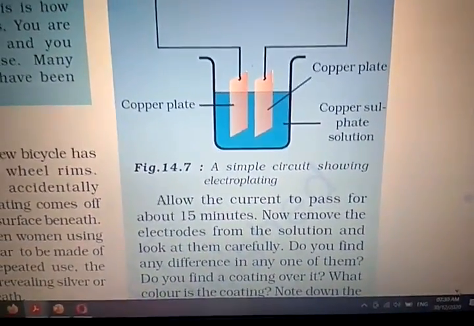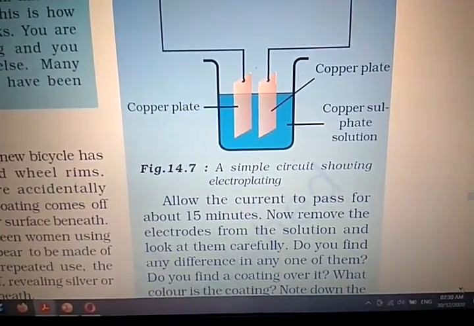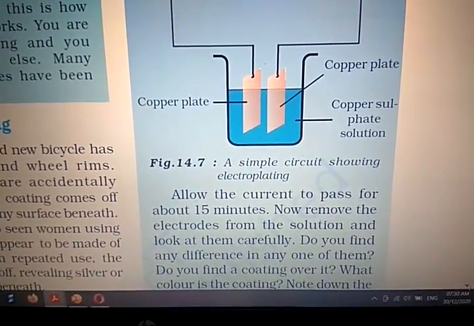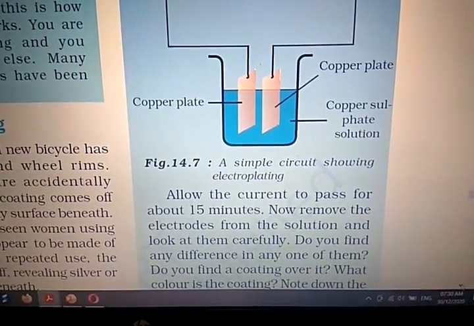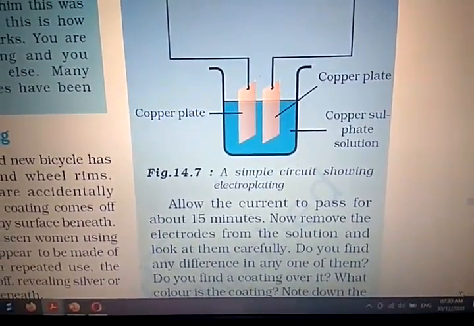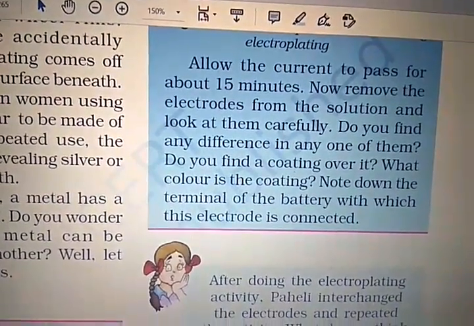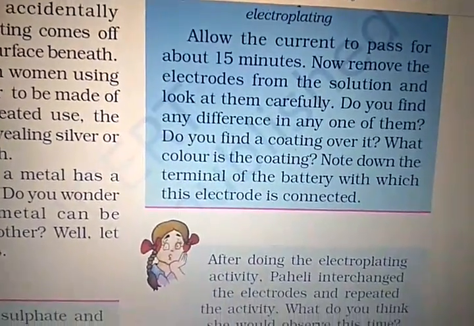Now allow the current to pass for 15 minutes. Now remove the electrodes from the solution and look at them carefully. Do you find any difference in any one of them? Do you find any coating over it? What color is the coating? Note it down. What color is the coating? Please note down the terminal of the battery with which the electrode is connected.